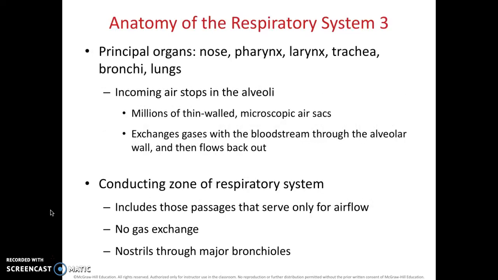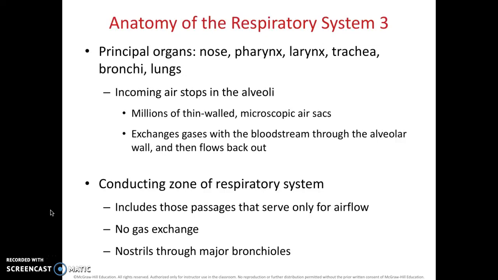So the principal organs of the respiratory system are the nose, which you should be pretty familiar with, the pharynx, the larynx, the trachea, the bronchi, and the lungs. Incoming air stops in the alveoli of the lungs, which are millions of thin-walled microscopic air sacs where the actual gas exchange with the bloodstream occurs.